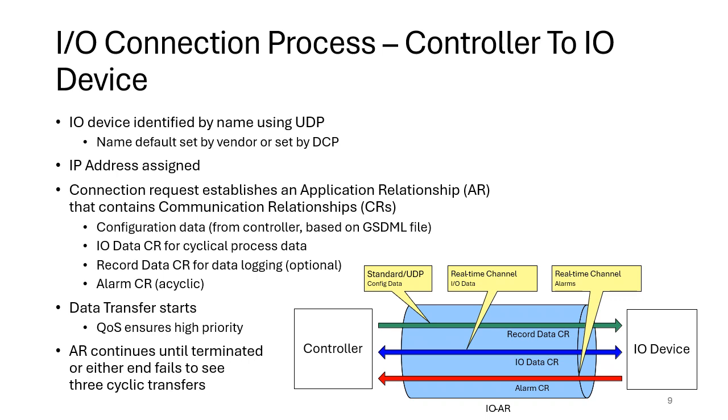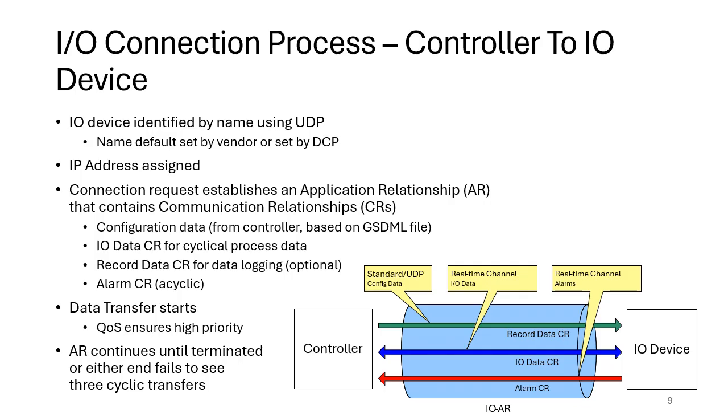And then the AR itself, the application relationship, continues until it's terminated. For example, it might be if the controller's turned to stop mode, or if either end fails to see 3 cyclic transfers. So after 3 cycles of no data, and remember the data is configured at 1, 2, 4, 8 or 16 milliseconds or so, so we know what to look for there. If there are 3 failures to transfer data, then the controller will recognize the I/O device as missing, and the I/O device, if it's still working, will recognize that there's no control data, and it will go to its configured output states, either all on, all off, hold last states, or default states, or whatever is configured according to the I/O device.